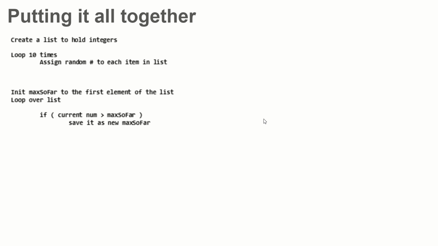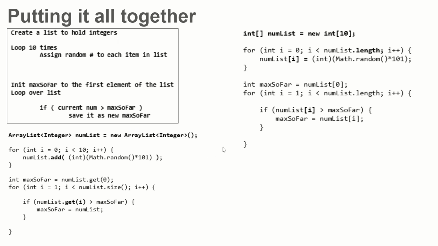So let's look at an example that puts a bunch of things together. We'll create a list to hold integers. We'll loop 10 times and assign random values to the list. Then we'll try and find the largest thing in the list by initializing a new variable called max_so_far. That will be the largest thing we've seen so far, and we'll initialize it to be the first thing in the list. Then, as we loop over the rest of the list, we'll check each thing and say, is it larger than the maximum we've seen so far? And if it is, that means we have a new maximum, and so we'll save it as the new value of max_so_far. So here's what that pseudocode looks like using arrays and then using ArrayLists.